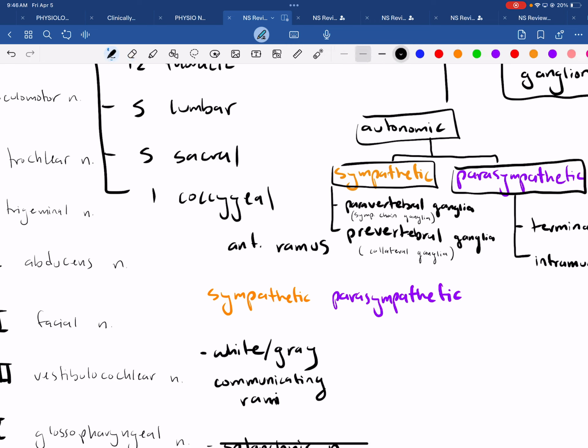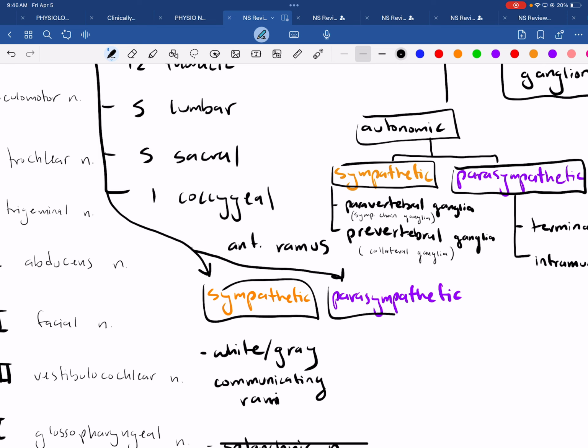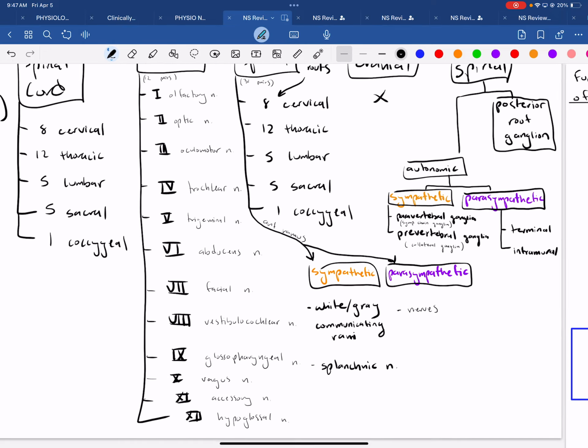Here, for this one over here, it's more like this is going here, but to this one too, potentially. And it's traveling through an anterior ramus. Let's just call these nerves. Parasympathetic nerves, that's fine.